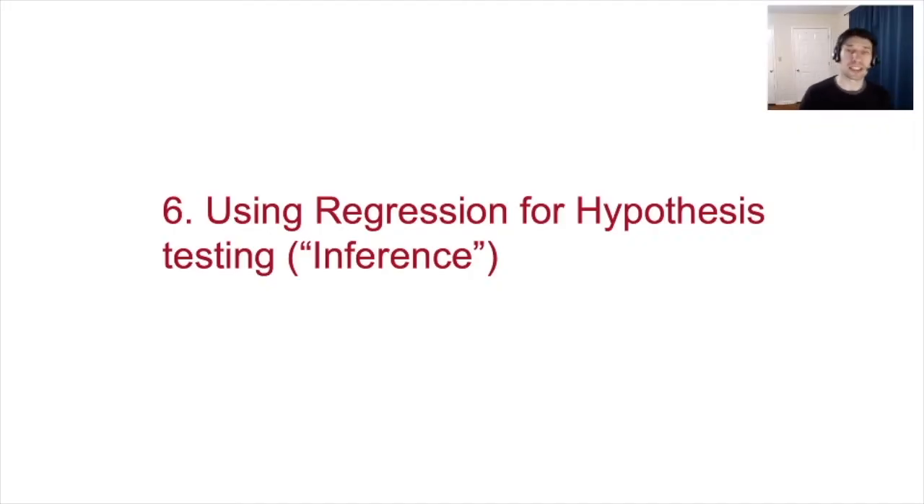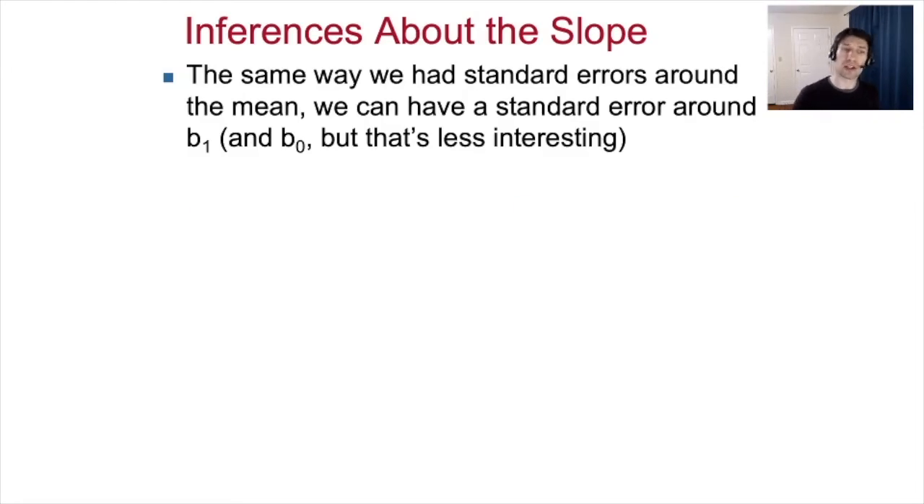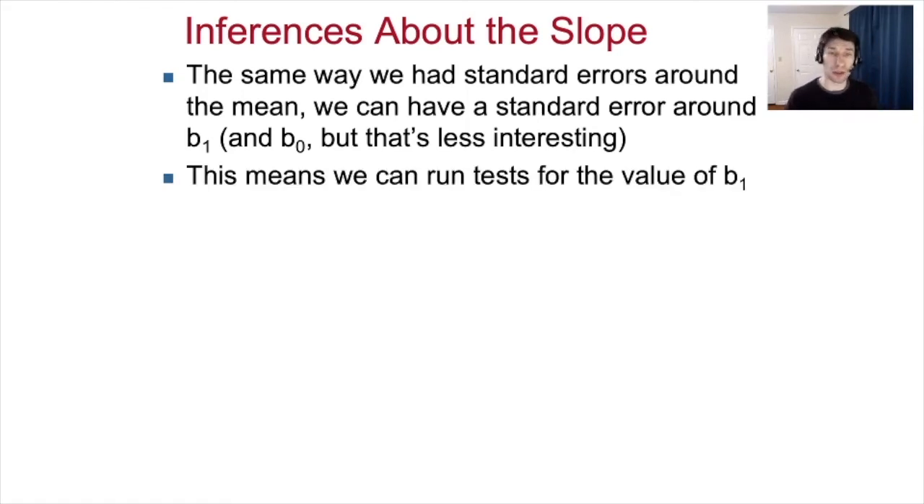And this brings us to the last part of today's lecture, which is about using regression for hypothesis testing, or in other words, what we call inference. So the exact same way we used to have standard errors around the mean at the beginning of the course, we are now going to have standard errors around the coefficients. In this case, we're going to have a standard error around B1 and also around B0, but that's less interesting. We're going to focus on B1. And because we have standard errors around B1, well, that means we can run statistical tests for the value of B1, the same way we used to run statistical tests for a mean or a proportion or a variance.